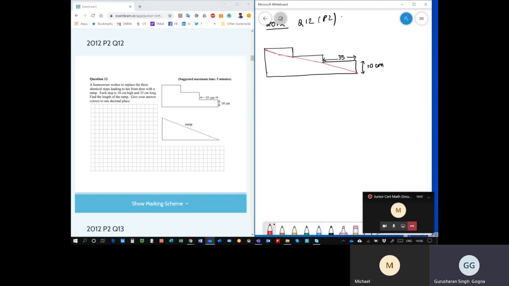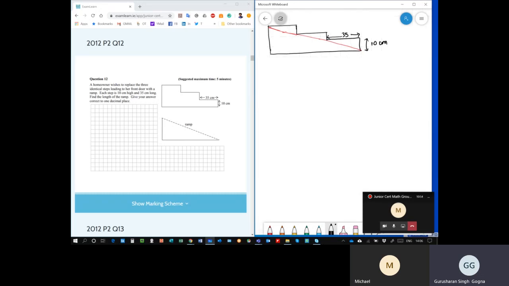Okay, so find the length of the ramp. How will you find out? In trigonometry we study two things: one is Pythagoras theorem and one is trig ratios. Pythagoras theorem is applicable when you are dealing with three sides. So square of the hypotenuse is equal to square of the opposite side plus square of the adjacent side. Trig ratios are sine, cos, and let's say tan.